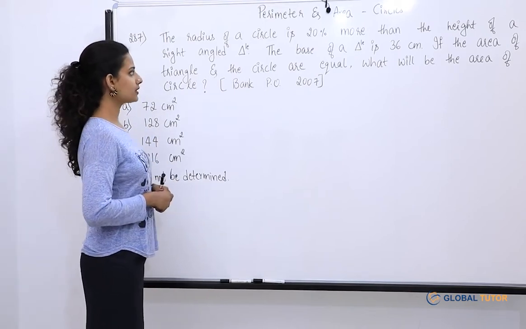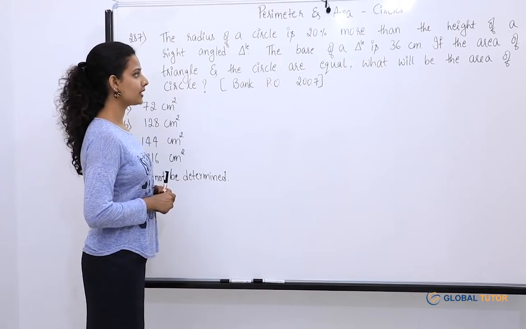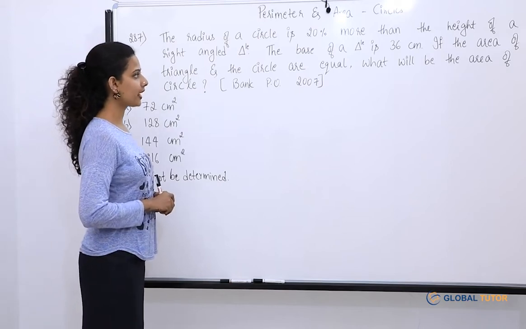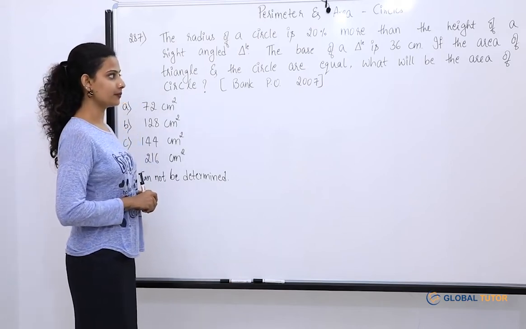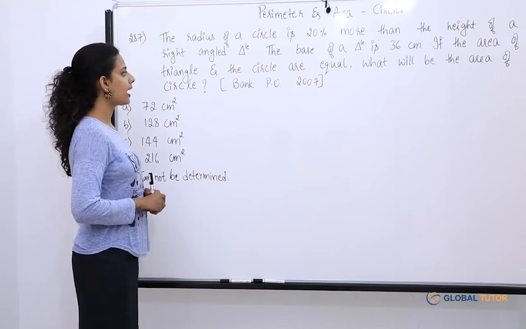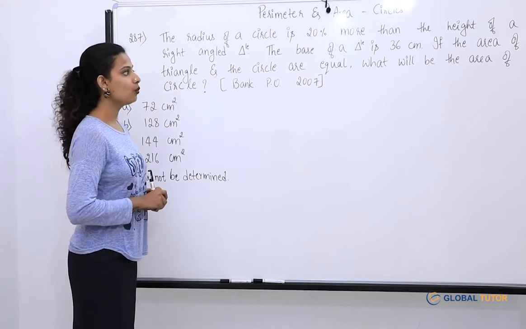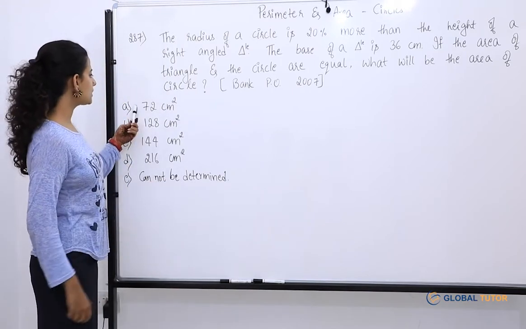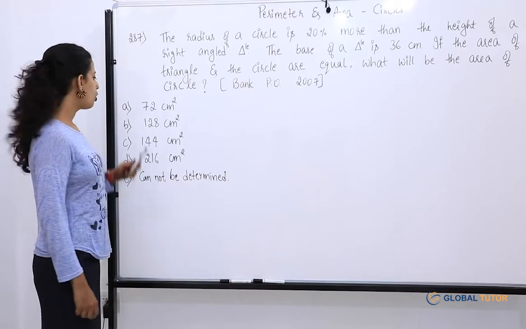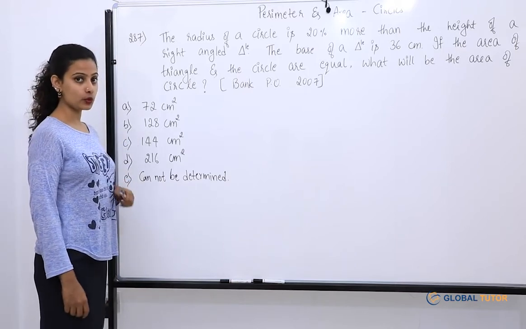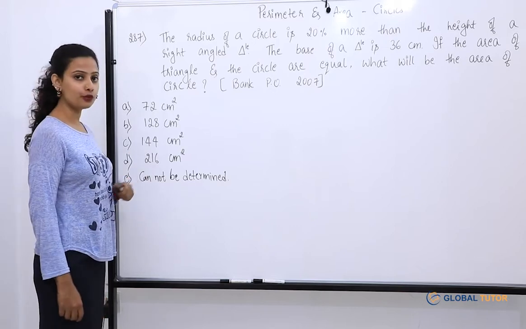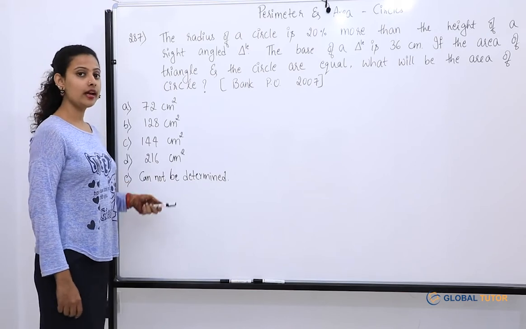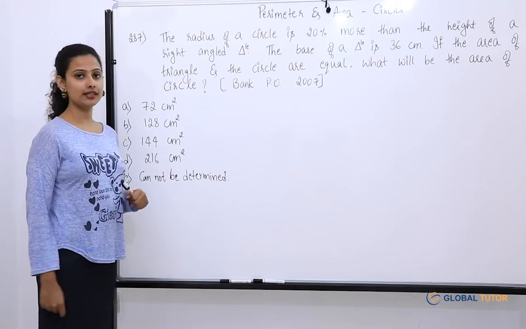The radius of a circle is 20% more than the height of a right angle triangle. The base of a triangle is 36 centimeter. If the area of the triangle and the circle are equal, what will be the area of the circle? We got 5 options here. Option A 72 centimeter square, option B 128 centimeter square, option C 144 centimeter square, option D 216 centimeter square, and option E cannot be determined.